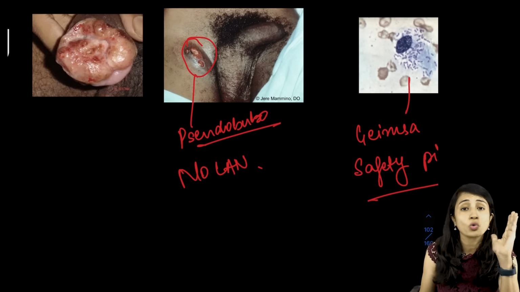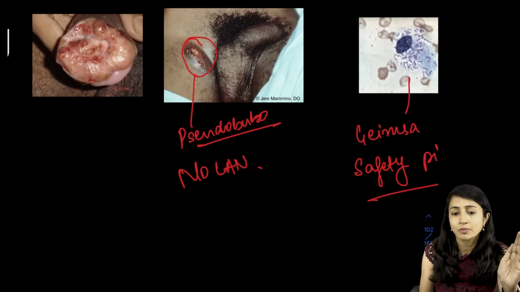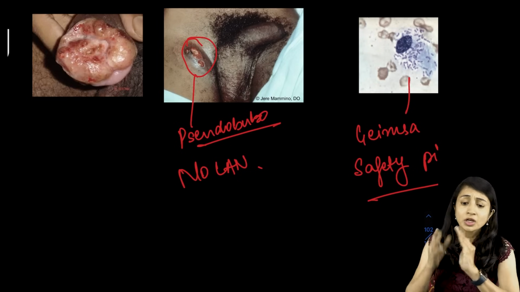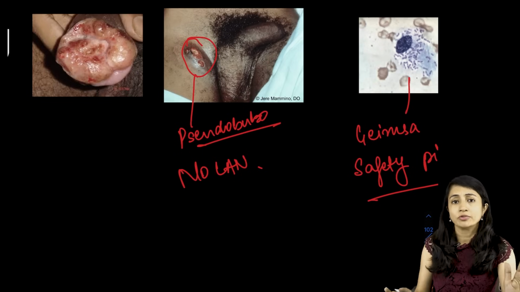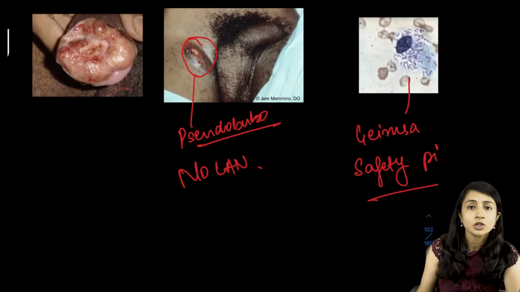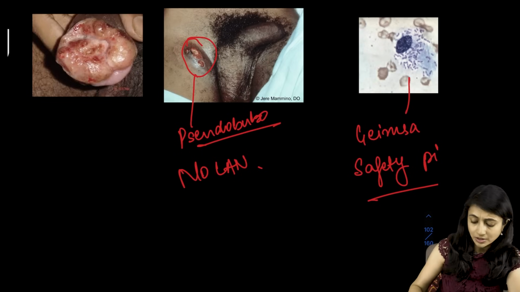So please remember all these genital ulcers and their important points. You should be able to differentiate. These are the points that you would need to differentiate them, and if you know these points, you will be able to answer your genital ulcer disease well.